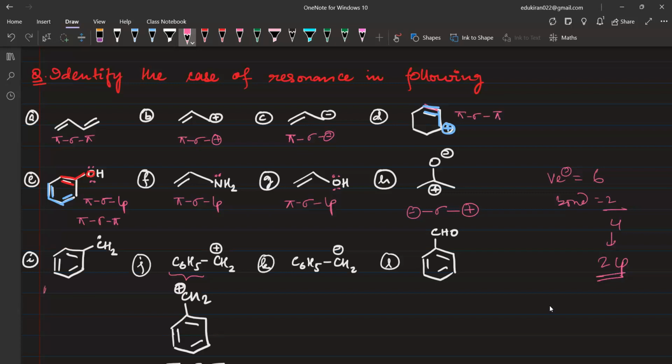Here also, because it is benzene, तो pi sigma pi तो होगा ही. And you can also see we have pi bond, sigma bond, and then free radical. So you'll have pi sigma free radical. This will be pi sigma negative and pi sigma pi will be there because we have benzene. ये तो pi sigma pi यहाँ पे होगा ही because we have benzene ring.